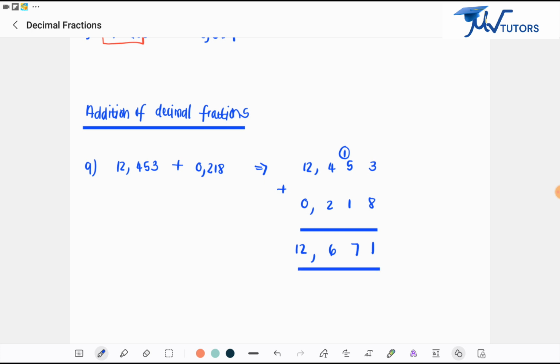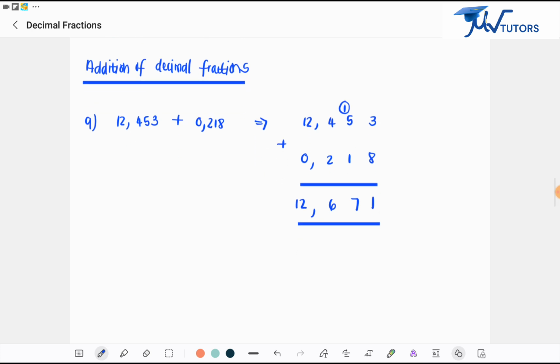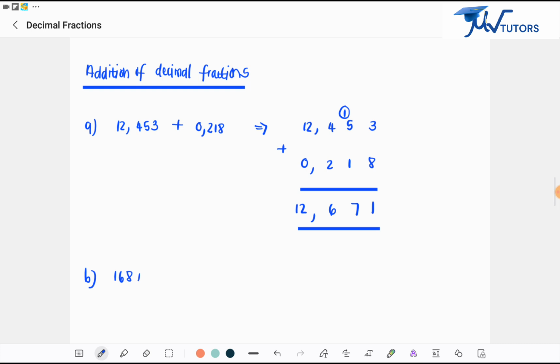Okay, straightforward enough, right? Now let's just say you had numbers that were not both to the same decimal. So one would be rounded off to 2 decimal places, the other 3 decimal places. And how do we deal with that? So let's look at that number. Let's say we have 168.407, and we are adding it with 41.23.